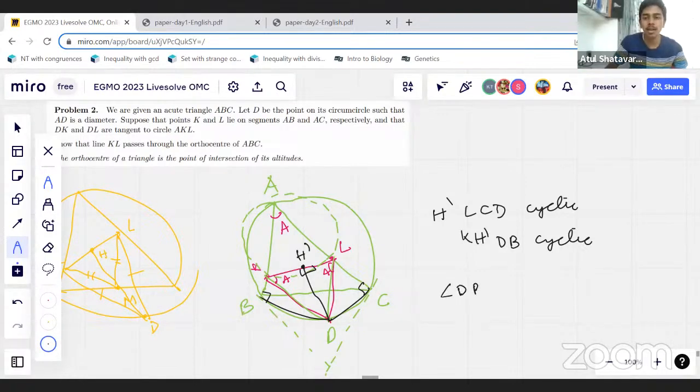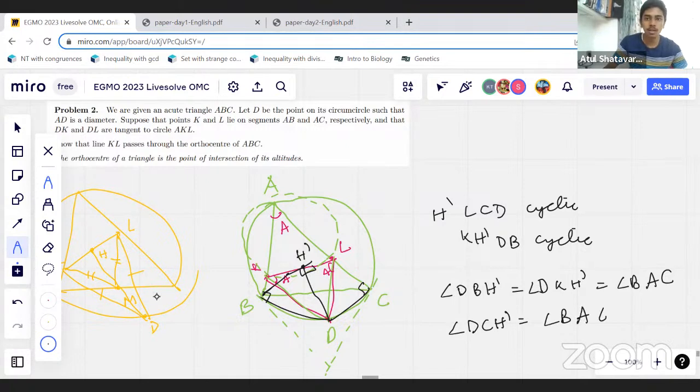So angle DBH prime, because of the cyclic, equals angle DKH dash, which because of the tangency equals angle BAC, which is the correct angle. So this is actually implying that BH dash is an altitude. And similarly, angle DCH dash is also equal to angle BAC. So this is also an altitude. So H dash is actually equal to the orthocenter.